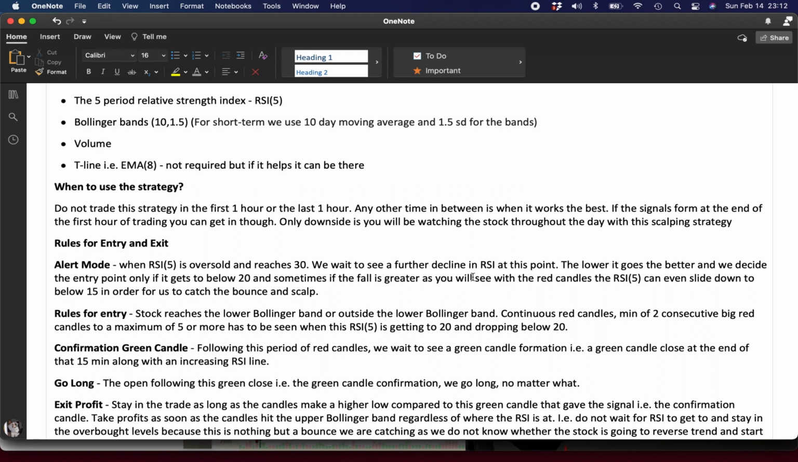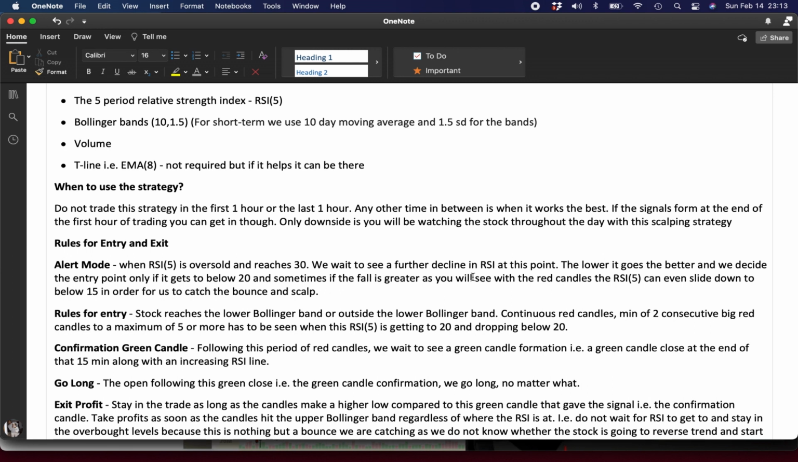Rules for entry and exit. So you go on the alert mode when the 5-period RSI is oversold. That is, as soon as it hits 30, you go on an alert mode. Now you wait to see a further decline in RSI at this point. The lower it goes, the better, and we decide the entry point only if it gets to below 20.